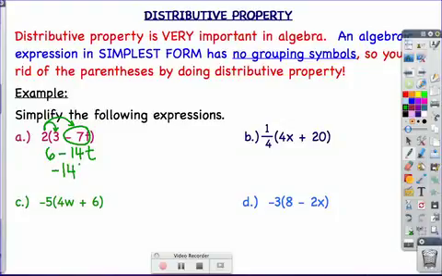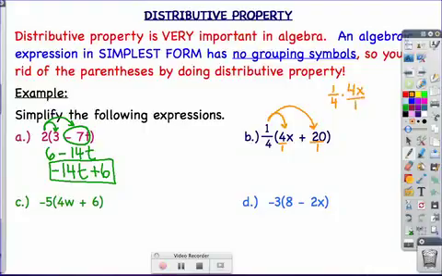Part B deals with fractions. I'm distributing 1/4 to 4x and to 20. I can treat 4 as 4 over 1 and 20 as 20 over 1 to help. 1/4 times 4x over 1, I can cross reduce, so I get x. 1/4 times 20 over 1, cross reduce, and I get 5. So x plus 5 is our answer.